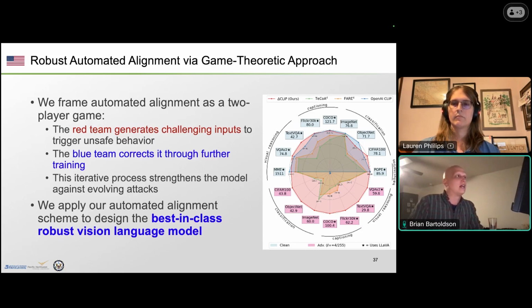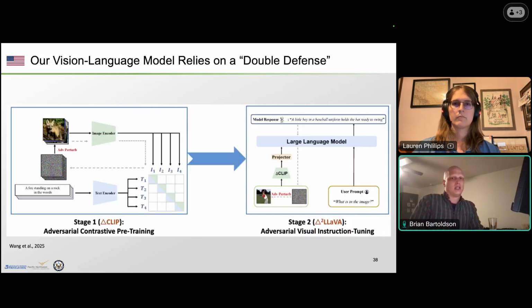So OpenAI clip, basically your default models that you're going to be using, are not adversarially robust or not blue teamed at all. And so you really can't expect them to perform well on the visual reasoning tasks while they're under attack. Could you go to the next slide, please?